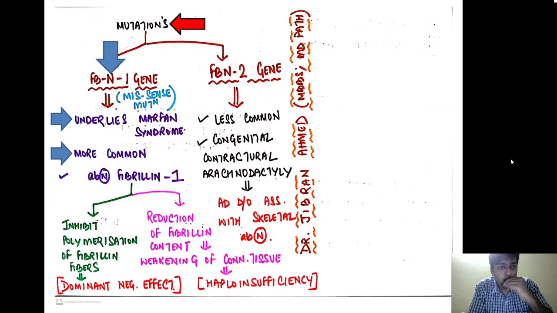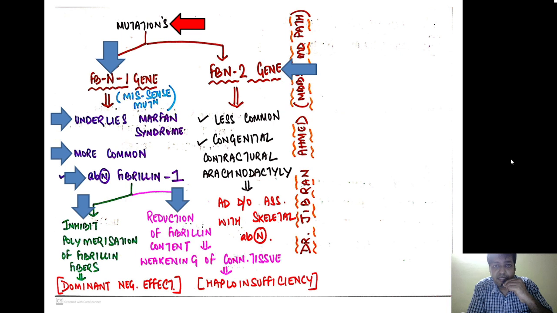Mutations in the FBN1 gene are far more common, and abnormalities of fibrillin 1 can lead to two things. One, it can inhibit the polymerization of the normal fibrillin fiber, that is, the abnormal fibrillin 1 protein can inhibit the function of the normal fibrillin fibers, and this, as you all know, is called the dominant negative effect. The second thing that can happen is a marked reduction of the fibrillin content, leading to weakening of the connective tissues. This is called haploinsufficiency.